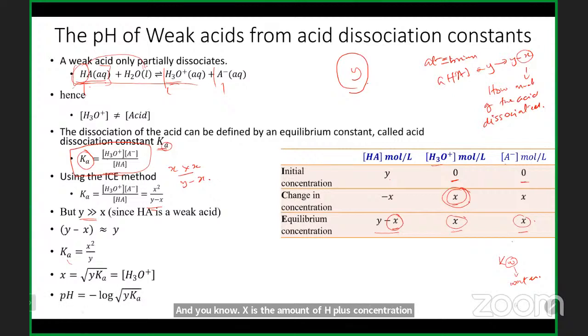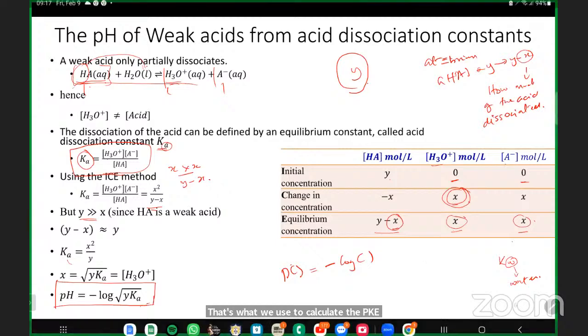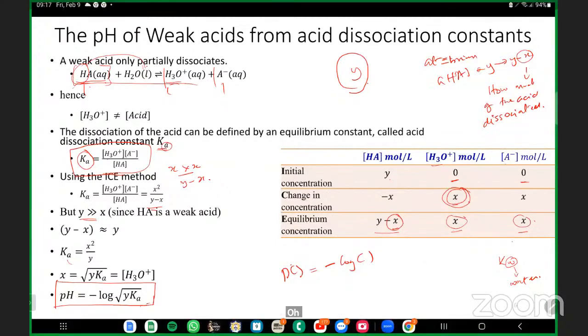So we can have that pH is minus log of X. Recall that when you say P, it is minus log of whatever is in front of it. We can calculate pOH, we can calculate pKa. So let's do an example. This is our important equation. Please note that equation. That's what we use to calculate the pH of the weak acid. Any question?